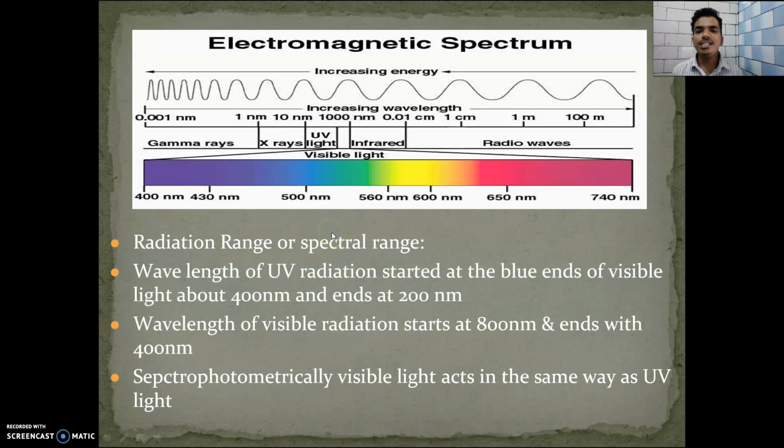Regarding the radiation range of the spectral energy, the wavelength of UV radiation starts at the blue end of the visible light, about 400 nanometer, and ends at 200 nanometer. So this is the UV light region. Then the wavelength of visible radiation starts from 800 nanometer and ends at 400 nanometer. So we divide the spectrum into two segments for the study. Spectrophotometrically, visible light acts the same way as UV light; they similarly follow principles of interaction with matter.